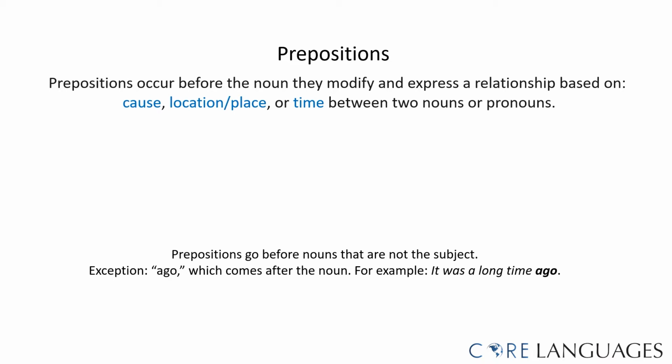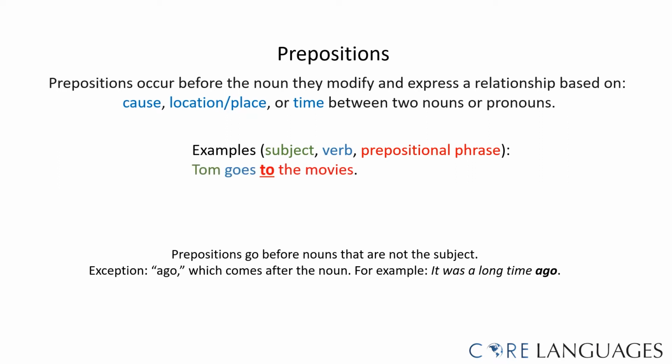For example, ago. The preposition ago is not placed before the noun, but after the noun. It was a long time ago. When used in a sentence, prepositions build prepositional phrases. For example, Tom goes to the movies. To the movies in this example is the prepositional phrase. It shows the relationship between Tom and the movies.